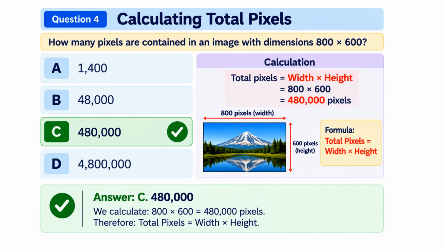So 800 times 600 equals 480,000. This means the complete bitmap image contains 480,000 individual pixels. So remember the formula. Total pixels equals width times height.